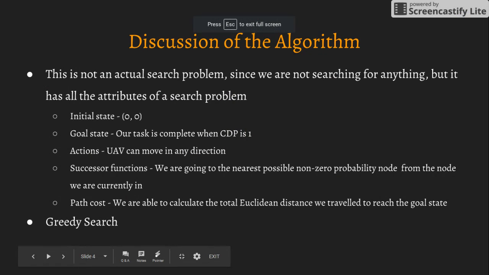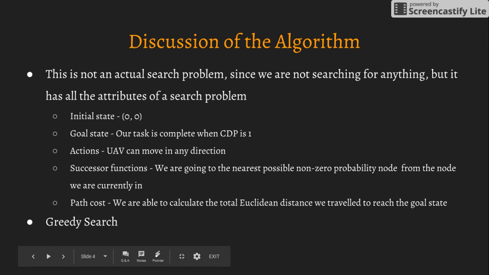Coming to the algorithm, it can be considered as a search problem because it has all the attributes: the initial state, the goal state, the actions. We have a successor function, and also we can calculate the path cost. It can be considered as a greedy search because we are going for the high probability nodes first, and clearly it's not an adversarial search or a CSP.